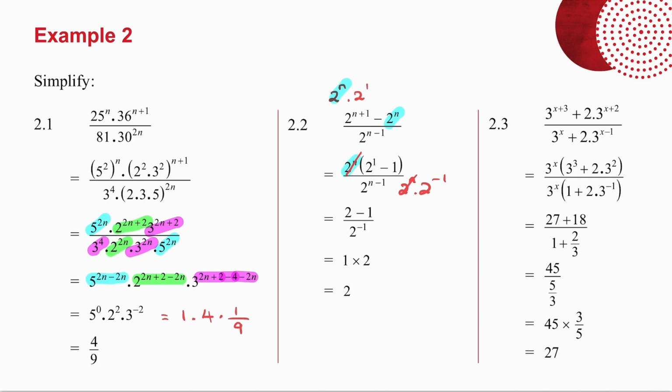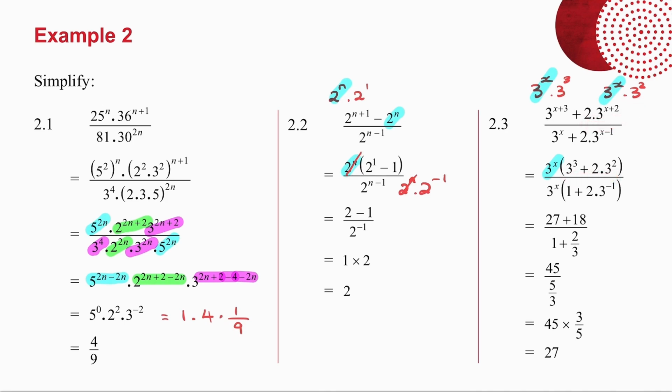The last one, let us have a look at it. This is 3 to the x times 3 to the 3, and this is 3 to the x times 3 to the 2. I'm going to take out a common factor of 3 to the x. I am left with 3 cubed, and then I'm left here with plus 2 times 3 squared.